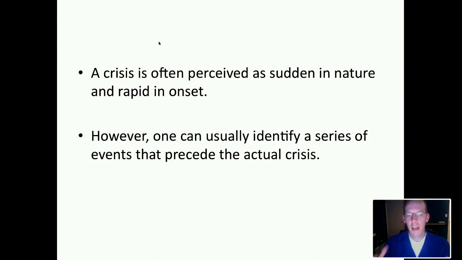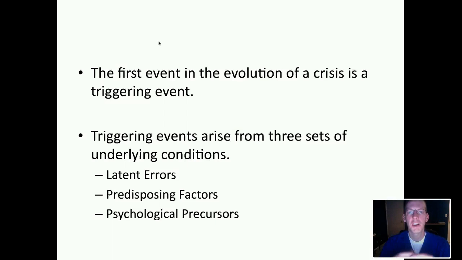So let's go in depth into a couple of these. The first event in the evolution of a crisis is a triggering event. So something has to start the ball rolling, if you will. And a triggering event often will arise from three sets of underlying conditions. It may arise from a latent error in a system, a predisposing factor within the environment, or a psychological precursor in the practitioners or care providers.